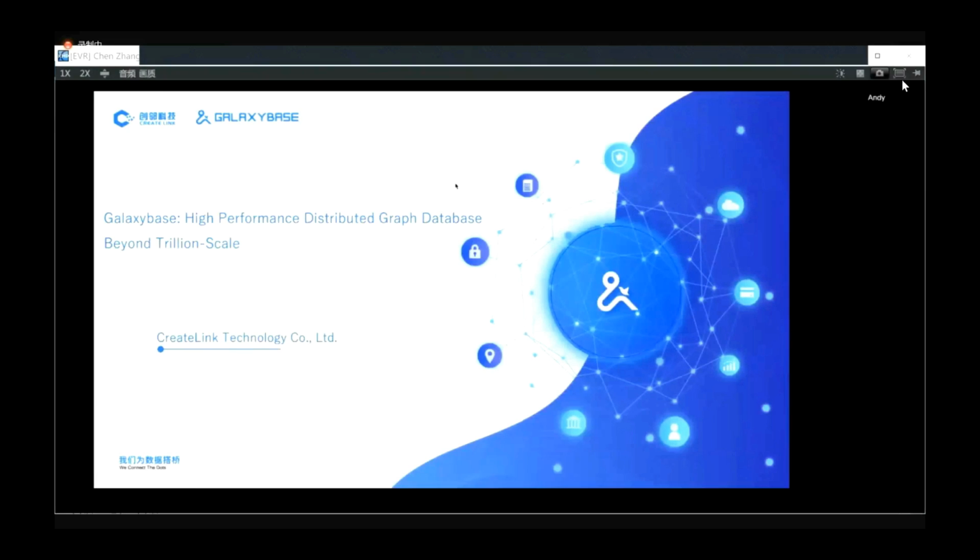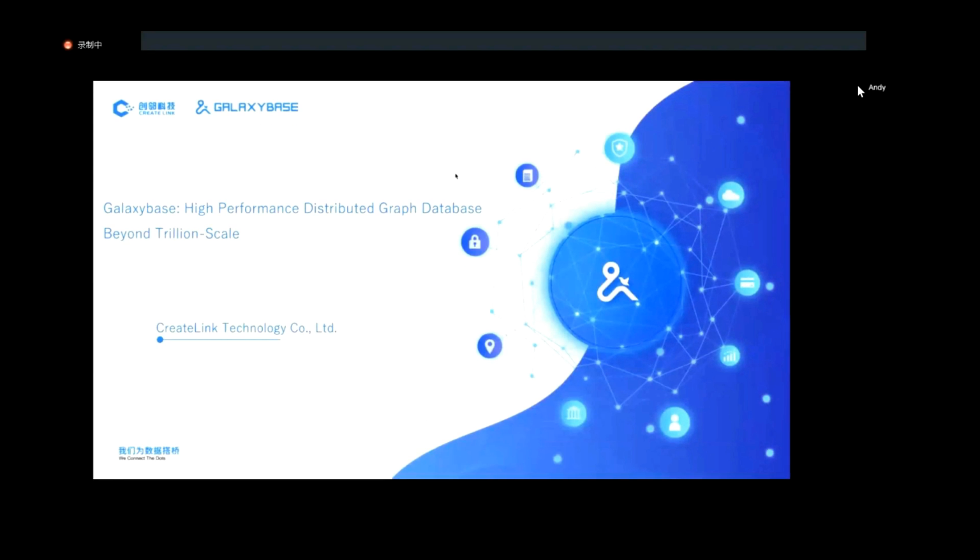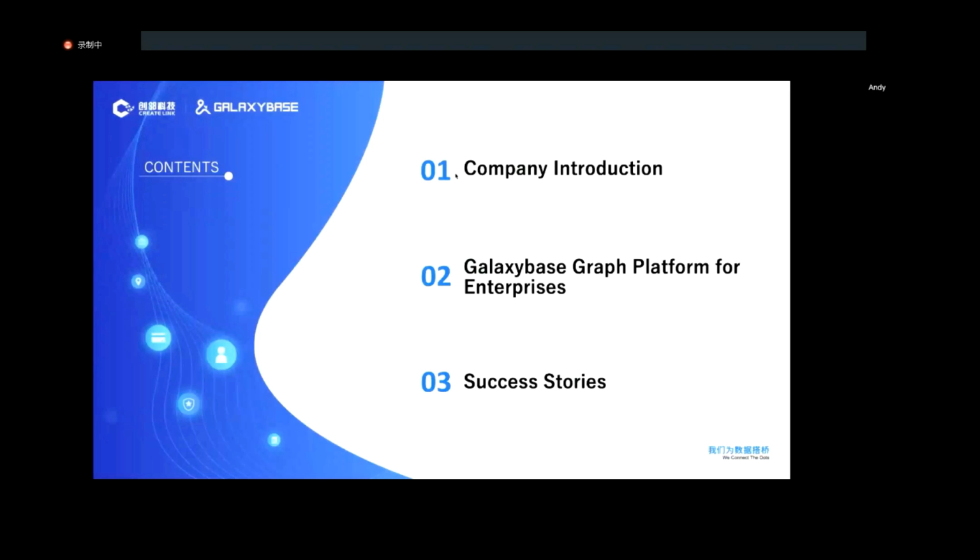Hello, everyone. I'm very glad to present our system, Galaxybase, a high-performance distributed graph database beyond trillion scale. I'm Chen Zhang from Create Link Technology. Firstly, I'd like to introduce our company, and then our database product, and finally some success customer stories.